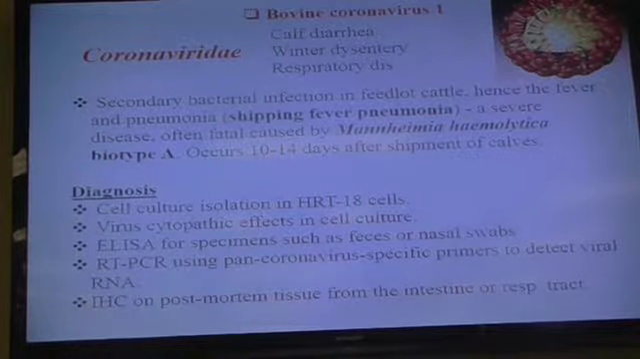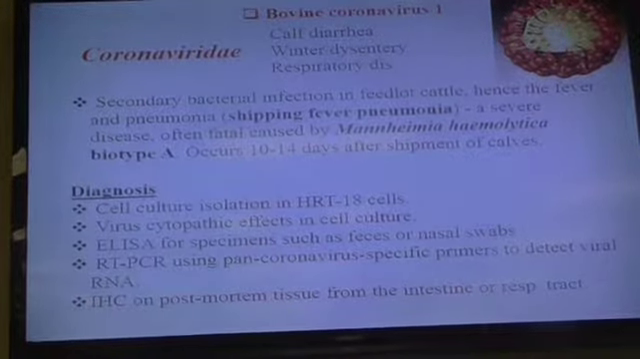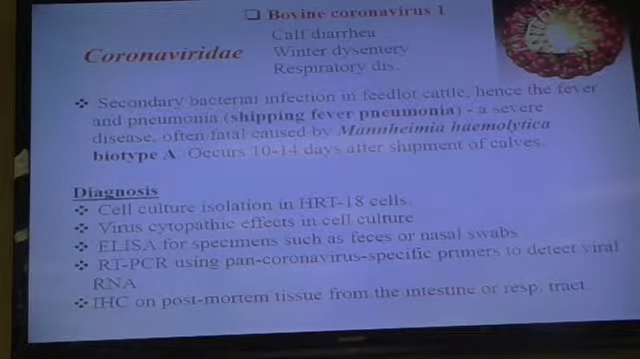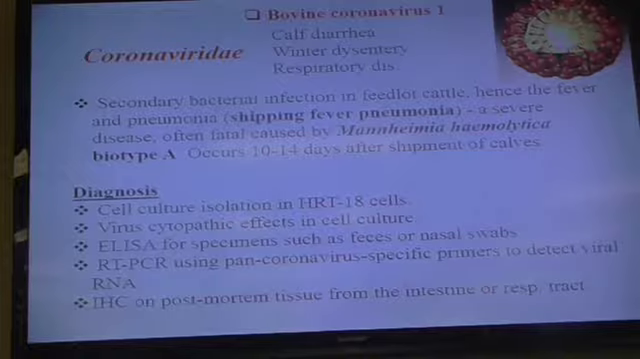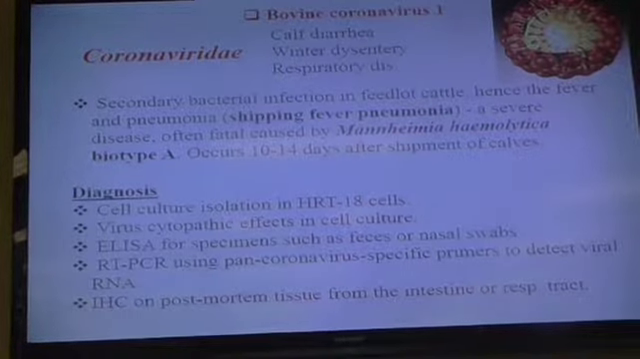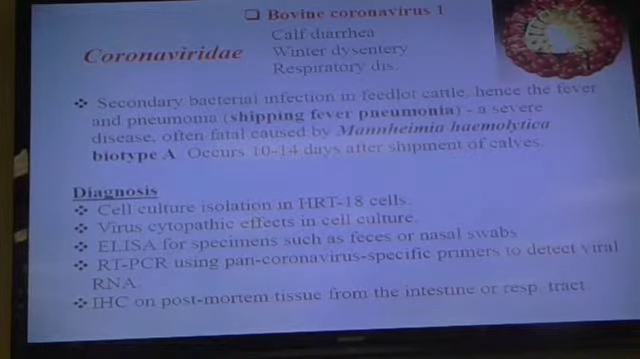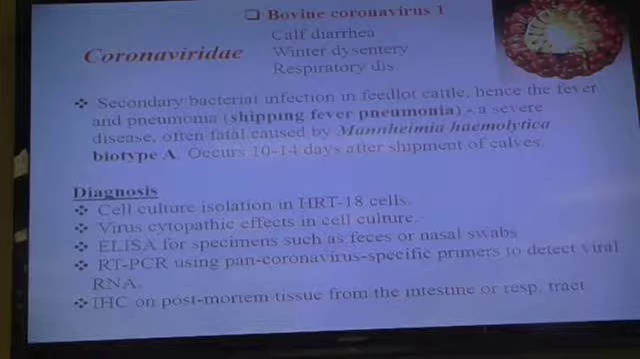For diagnosis, the virus can produce cytopathic effect in cells. So cell culture can be one of the methods to isolate the virus. And because the virus is present in secretions, whether in the respiratory tract or in feces, it makes sense to opt for those tests that detect the virus or viral antigens. So we have ELISA for specimens such as feces and nasal swab.